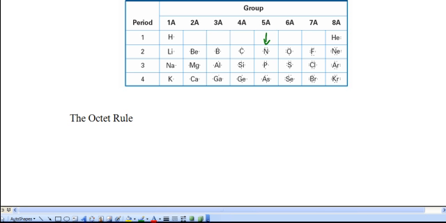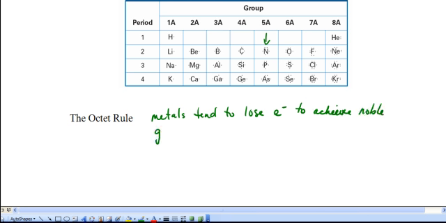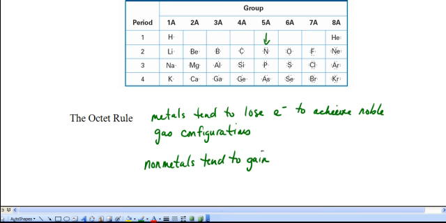Again, what he observed is that metals tend to lose electrons to achieve noble gas configurations, while nonmetals tend to gain electrons to achieve noble gas configurations.